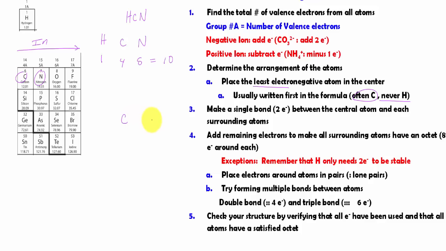So we have C and N on this side and hydrogen on that side. That is step 2. The next step is to make a single bond between the central atom and each surrounding atom. So I make 1 single bond there and make 1 single bond there.